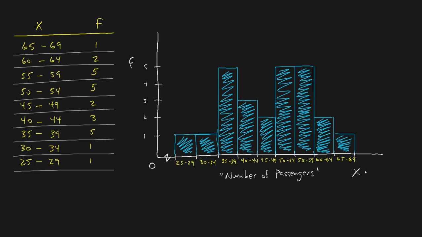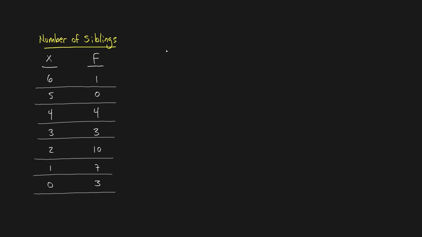And so that's it. We've got our histogram. We've got everything labeled. There are no spaces in between the categories. And so we're done. Here's our frequency distribution table for an earlier example, the number of siblings. I figured that I should go through this one too on a histogram, just to show you another example.